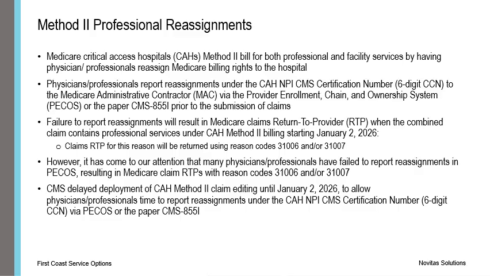submission of claims. Failure to report reassignments will result in Medicare claims being RTP'd when the combined claim contains professional services under the Critical Access Method 2 billing starting January the 2nd, 2026. Claims RTP'd for this reason will be returned using reason codes 31006 and/or 31007.